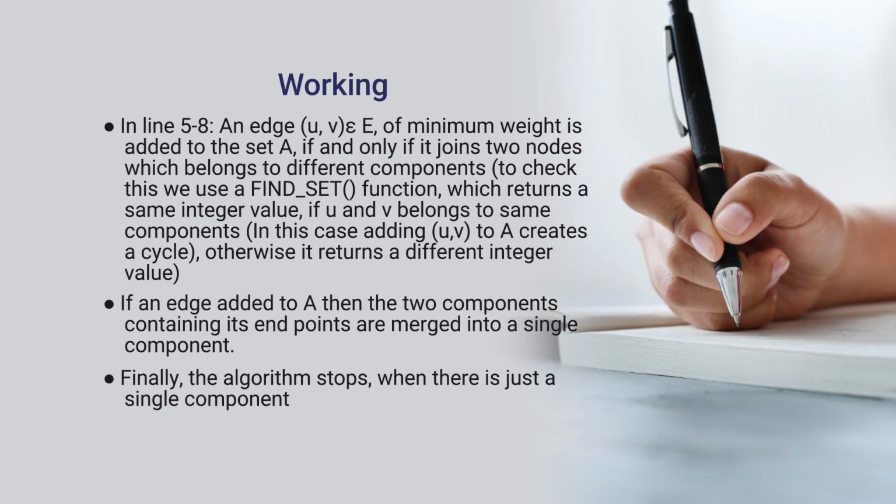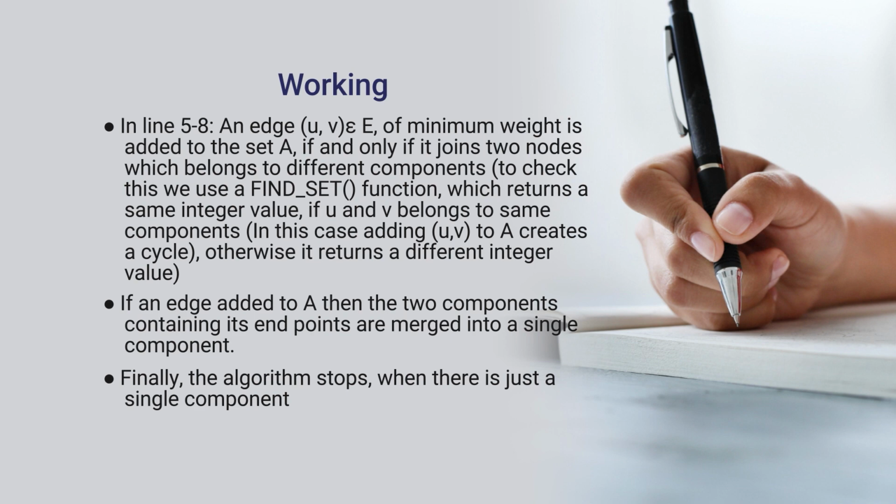So what we are doing is that we are adding the minimum weight edge to the set A if and only if it joins two nodes which belong to different components. That is why it says find set u is not equal to find set v. If they are equal, then you are not adding it. Only if they are not equal are you adding it, because then it contributes to different vertices.